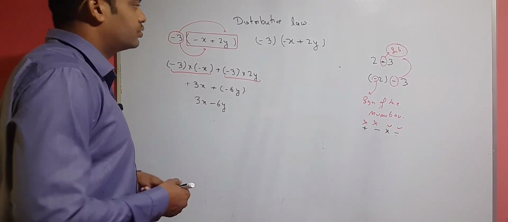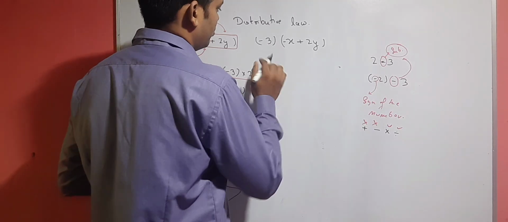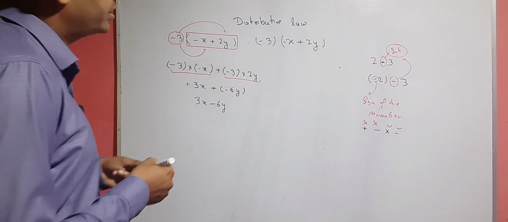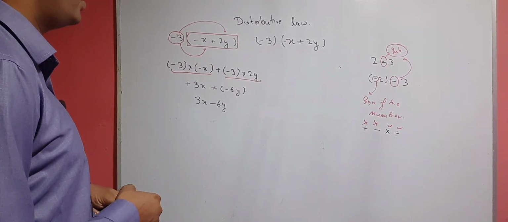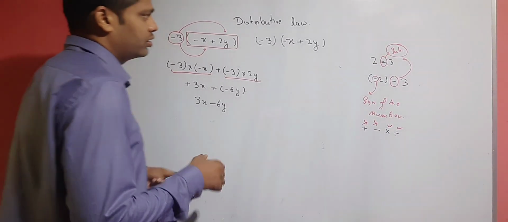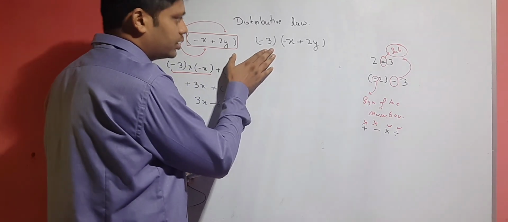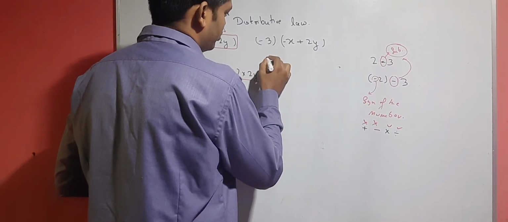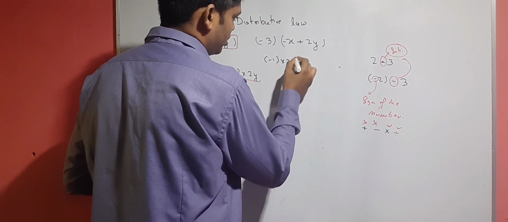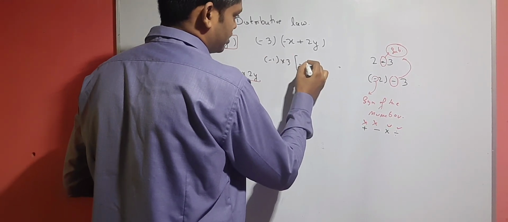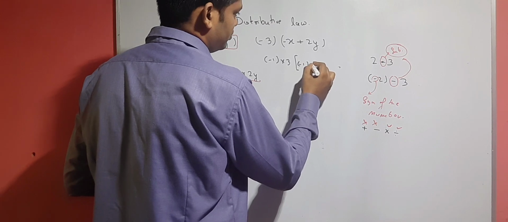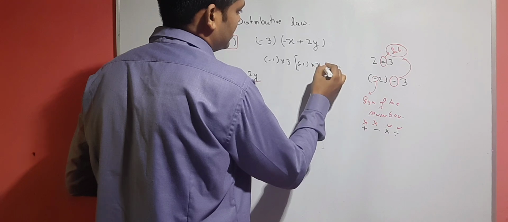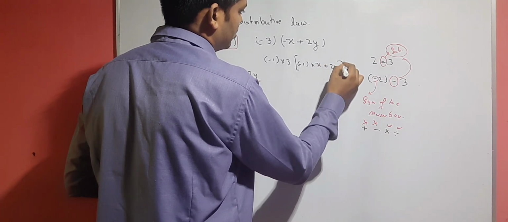So, minus 3. Here, is any number before that? Is anything before that? No, sir, it is not having anything. So whenever it is not having anything before it, do one thing: you write minus 1 and 3. Bracket open. Here minus 1 and x plus 2y.